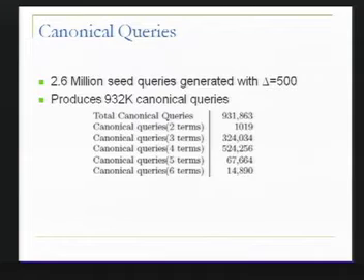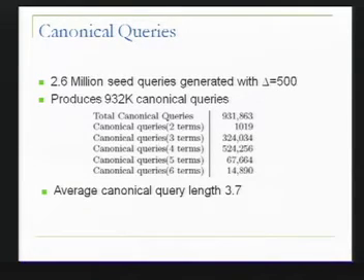So the first step is to create the set of canonical queries. This procedure created 2.6 million seed queries when the frequency threshold was set to 500, and it created almost 1 million canonical queries, where the lengths of the queries are listed in the table. You should note that the average canonical query length is 3.7, which is almost 4. So you can see there are a lot of queries with 3 or 4 terms when compared to 6 terms or 2 terms.